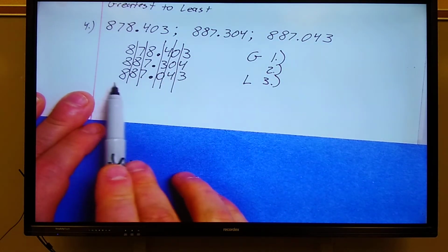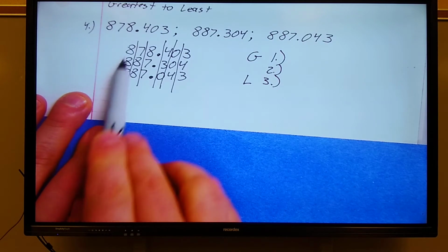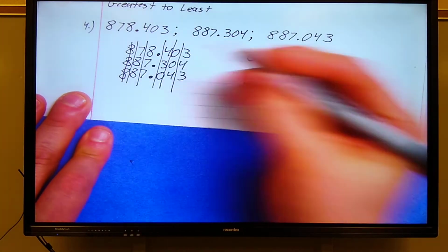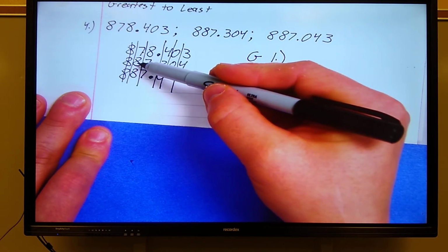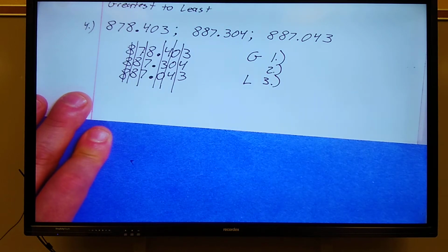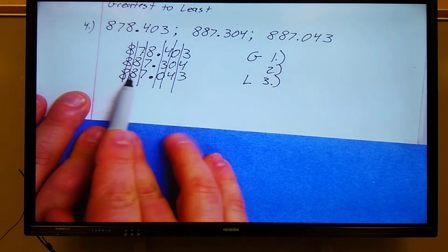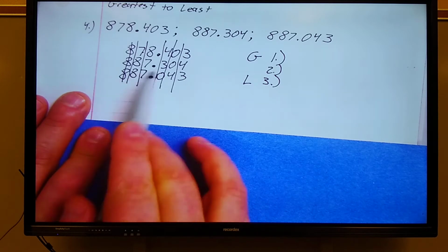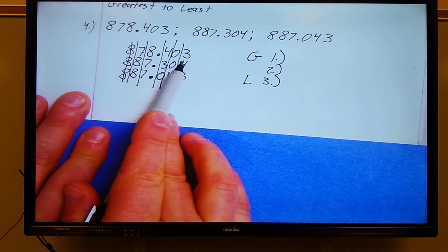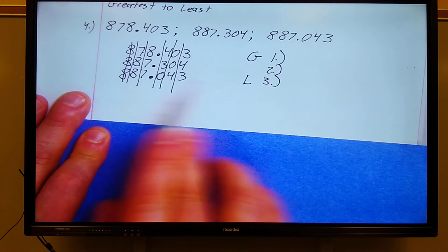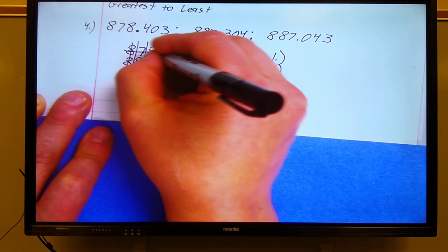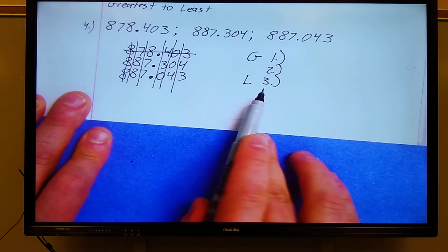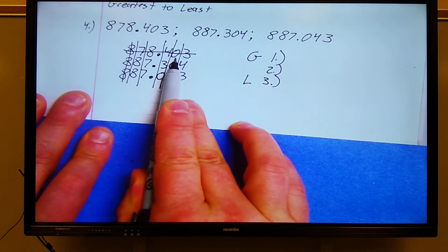I go to the hundreds place. They're all the same. I can't use it. I go to the tens place. Now, I have a 7, I have an 8, and I have an 8. 7 is smaller than 8. That means this top number here is my smallest number. And then I got to figure out between the next two which is going to be the greatest and which is going to be in the middle. So I can go ahead and get rid of this number. I know where it goes. It will go here because it is the least number.